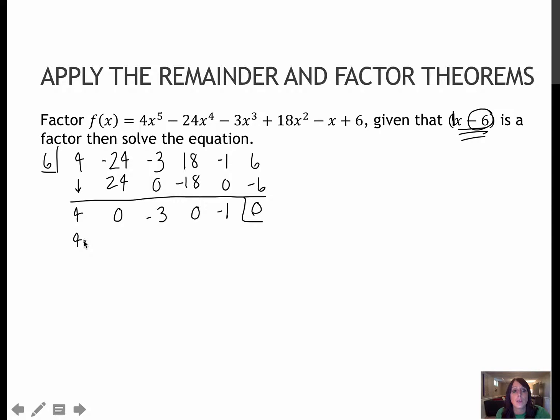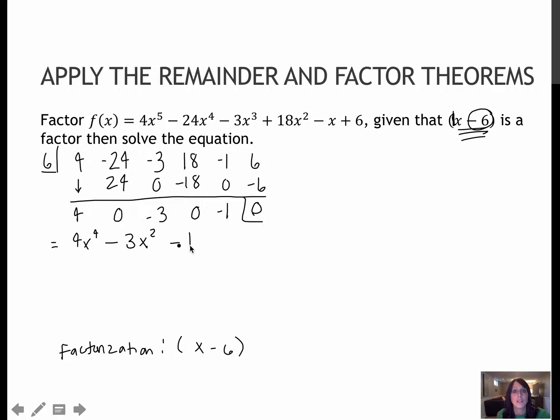So this is 4x to the 4th minus 3, so there was a 0x to the 3rd, so minus 3x squared, and this is a minus 1. So this is what's left over once I've divided it by x minus 6. So my factorization so far is x minus 6. So I'm going to write it so I don't forget.